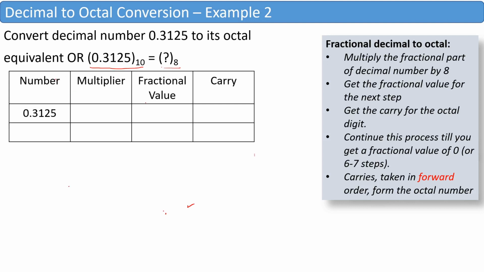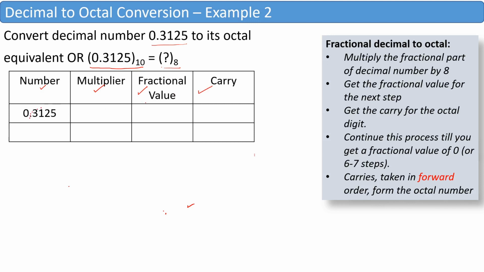Let us consider another example here, which is to convert a decimal number to its octal equivalent, and the number that we have is a fractional value of 0.3125. Now we make 4 columns here. The first column has the title number, the second column we mark as multiplier, the third column fractional value, and the fourth column is carry.